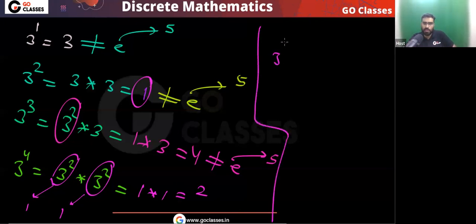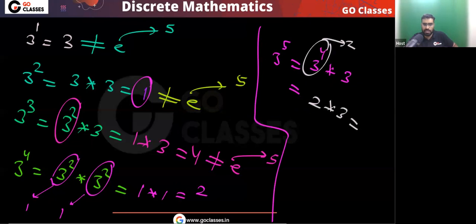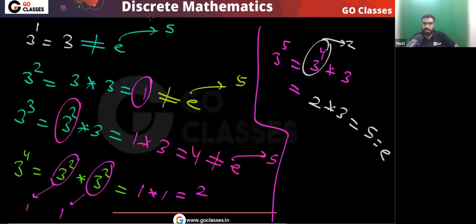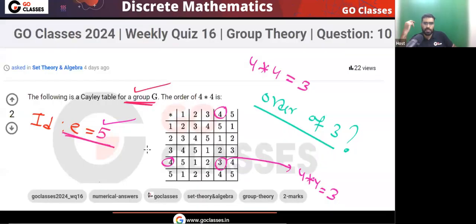Okay, next, what about 3 power 5? You can do it like this: 3 power 4 into 3. What is 3 power 4? You already know that is 2. So I can say 2 star 3. What is 2 star 3? In this question, 2 star 3 will be 5, and yes, that is the identity element. So the order of 3 will be 5, right? So remember, the order of 3 will be 5. Very simple. The question is asking for the order, and the answer will be 5.